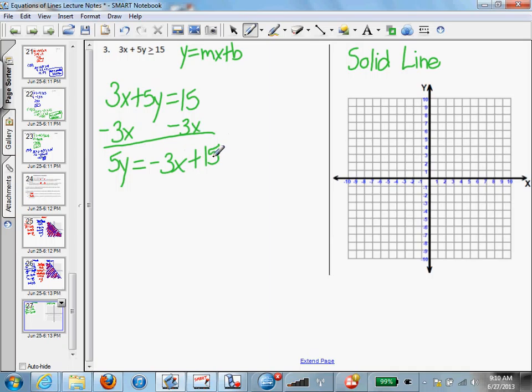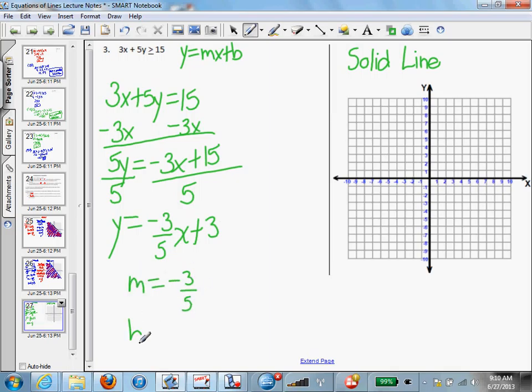Now to get that 5 away from the y, we actually want to divide by 5 on both sides of the equation. That's going to leave us with y equals negative 3 over 5x plus 15 divided by 5, or just 3. So that means our slope is negative 3 over 5, and our y-intercept is going to be the point 0, 3.